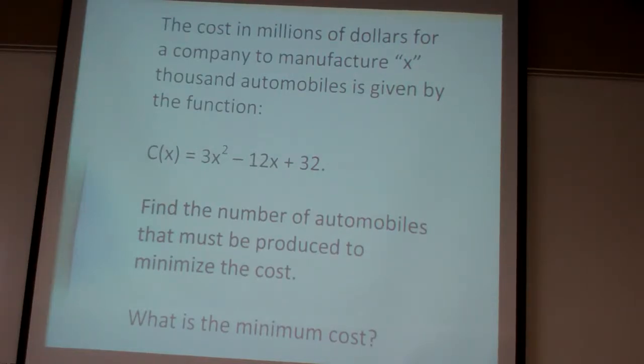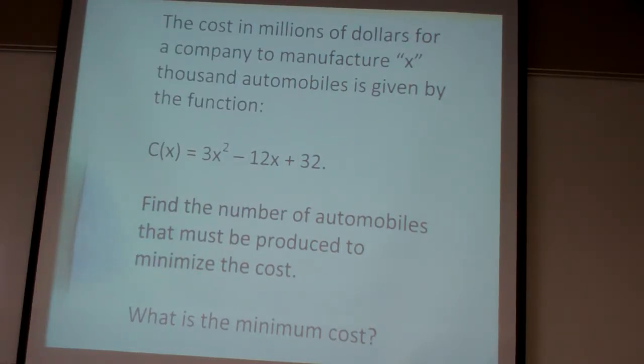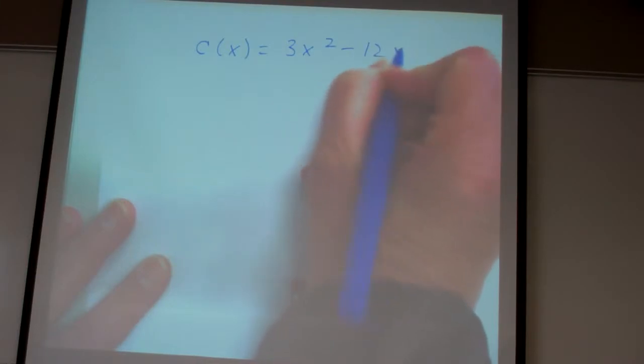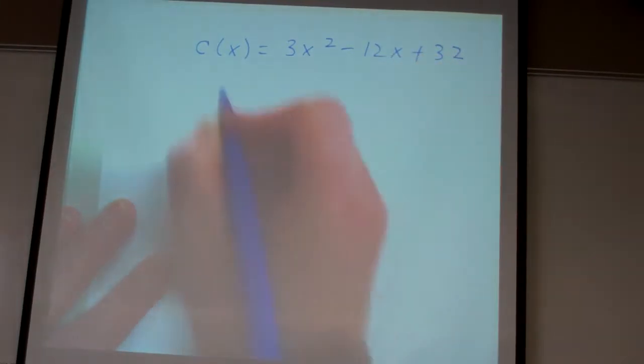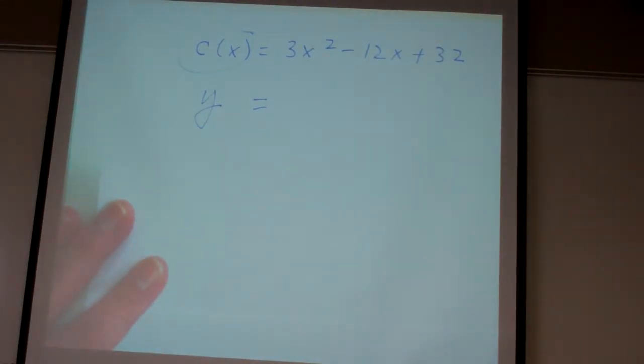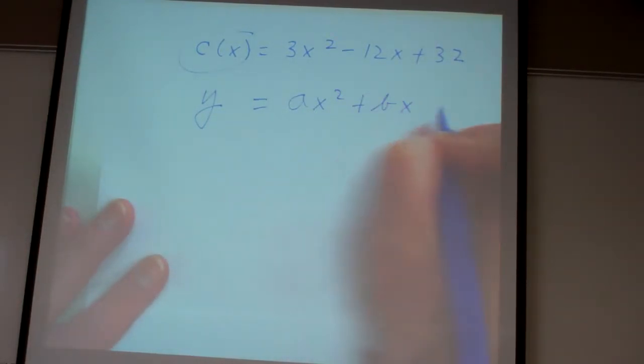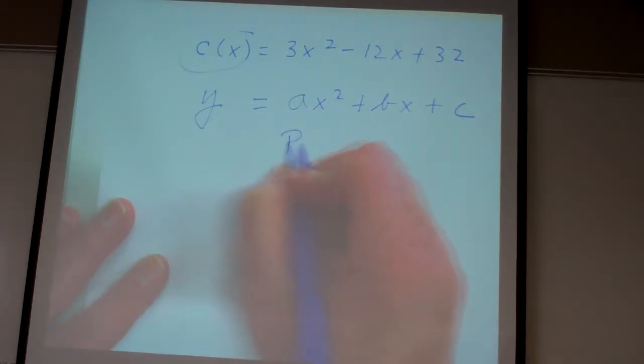We're to find the number of automobiles that must be produced to minimize this cost function, and we want to find the minimum cost. To do this, we first examine the equation C of x equals 3x squared minus 12x plus 32. The C of x part is really our y equals. So we really have a format for y equals ax squared plus bx plus c, which is our parabola.